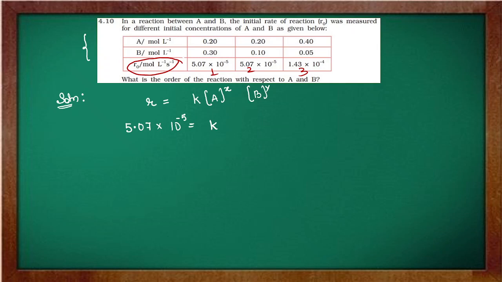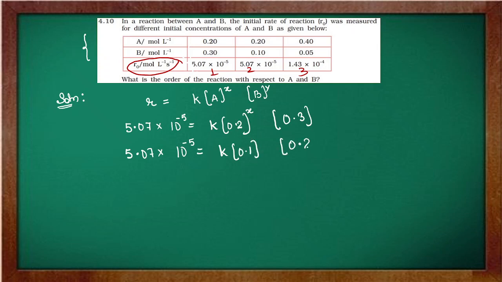Now see, what concentration of A is given? That is 0.2. Now we don't know the value of x, so we'll write it as x. B is your 0.3, and its power is y. This is the first one. Now come to the next one. For your next case, it is 5.07 into 10 to the power minus 5, which is again equal to k, concentration 0.1 and concentration 0.2. Now this one will also have y, and this is also x.